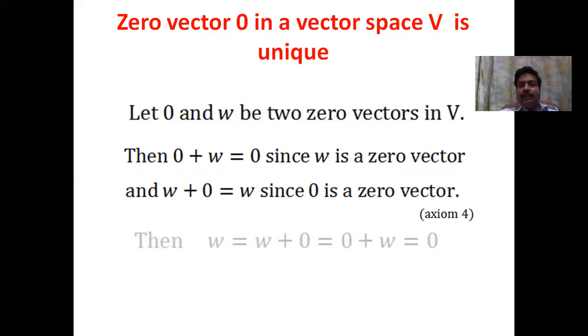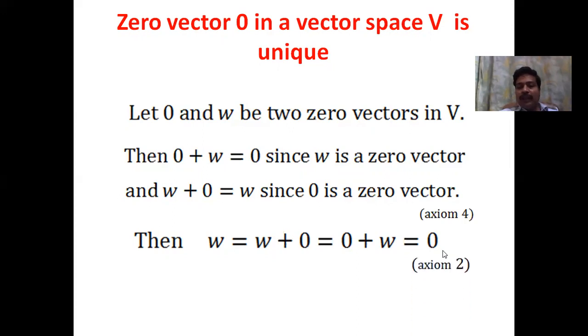These are seen in the properties of the zero vector, in axiom number 4. Then I can take W is equal to W plus O. W plus O is O plus W by the commutative property, the second axiom, and O plus W is O, the zero vector. So finally we got W is equal to O.